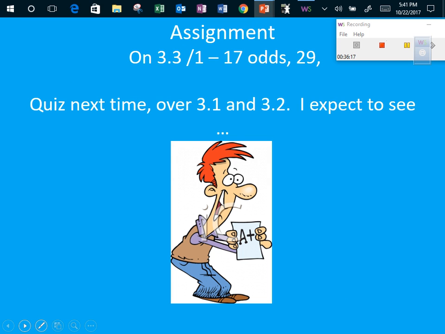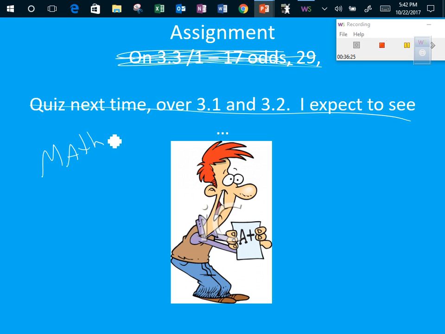Now, we are on Math Excel on the assignment, so I should have changed this one. So assignment-wise, we're going to be in Math Excel. I went to this slide, though, because I wanted to remind you that we'll quiz next time. So we'll quiz next time. So good luck on the assignment, guys.